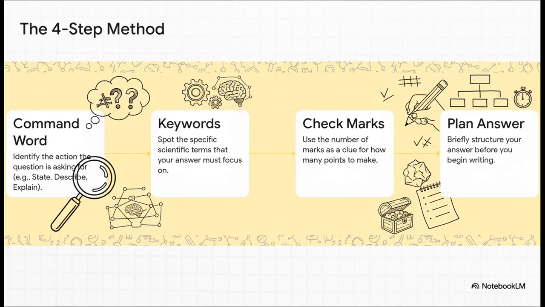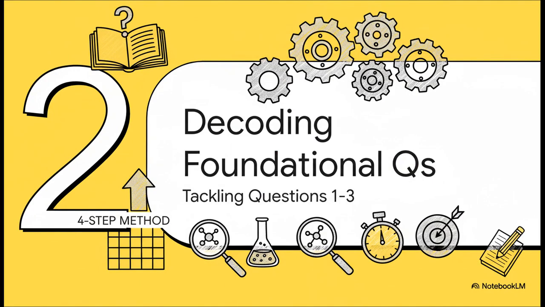Number 1, identify the command word. Now, this is huge. Is the question asking you to state, describe, or explain because they all mean very different things? Number 2, spot the key words. These are the specific science terms the whole question hinges on. Number 3, check the marks. This is a massive clue from the examiner telling you exactly how many points you need to make. And finally, number 4, using all that info, you take a second to plan your answer before you even start writing. All right. Let's get our hands dirty and put this method into practice.